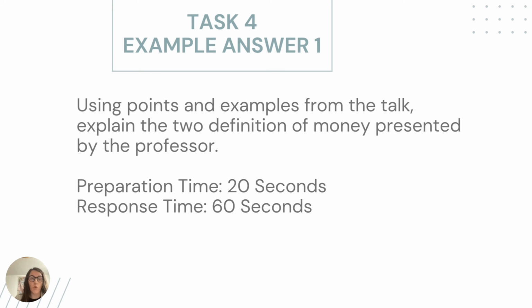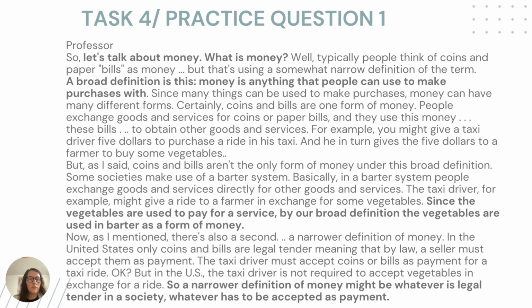She gives a second, more narrow definition of money, that it is anything that is accepted as legal tender. For example, the U.S. does not use a barter system, so a taxi driver is not required to accept a vegetable in exchange for his service. So under this narrow definition, coins and bills are, of course, money, but under this definition, vegetables would not be considered money. Let's go back to the script and analyze my answer.